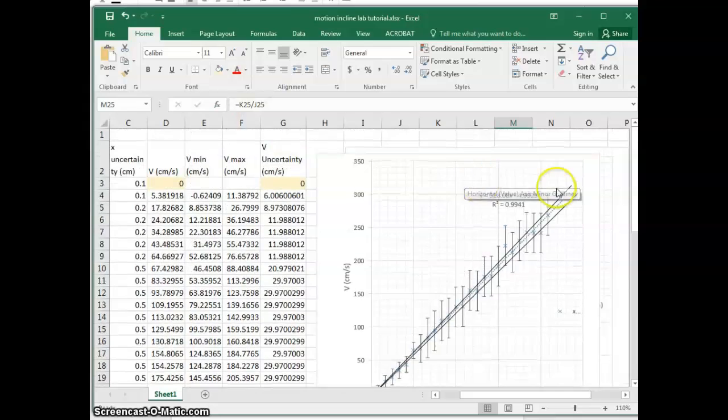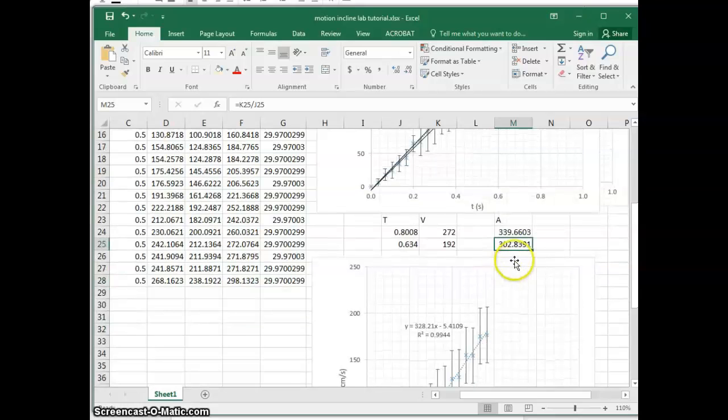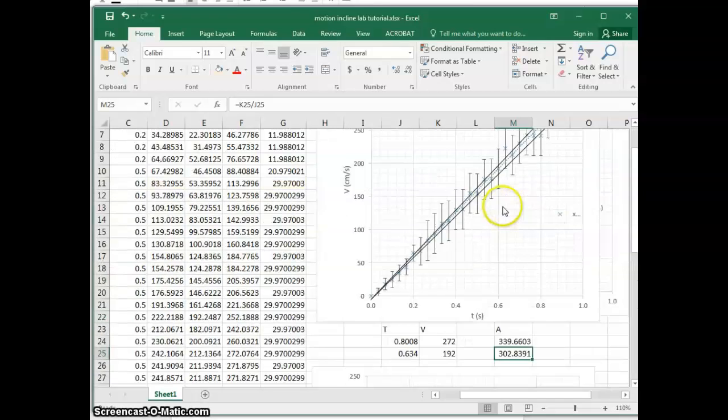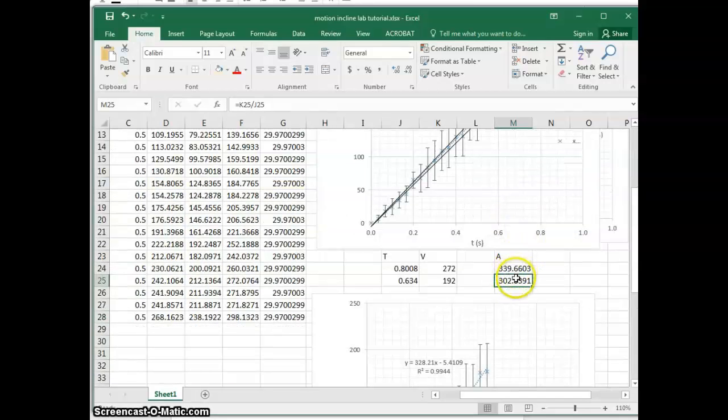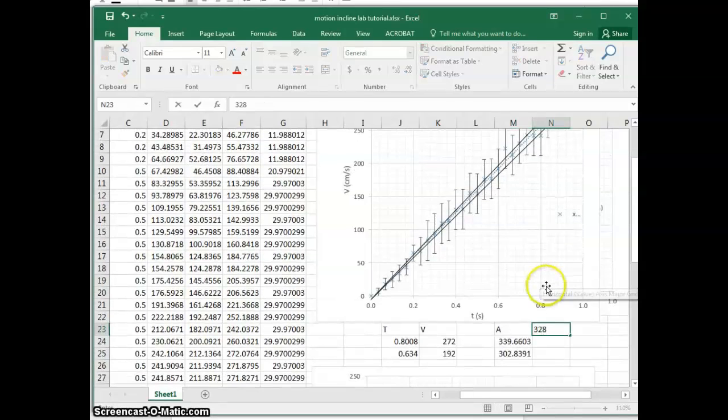So my slopes here are 328 as my best acceleration, my minimum is 302, and my maximum is 339. If we think about what our error would be, we can go up 11, and from 328 down to 302 is down 26. So in this case, we don't really have a symmetrical error. We could say our final answer is 328, plus 11 going up, minus 26 going down from 328 to 302. And that gives me my final acceleration with error.